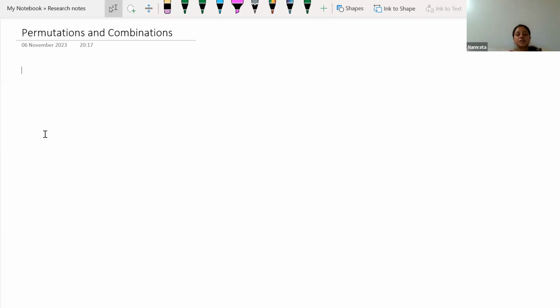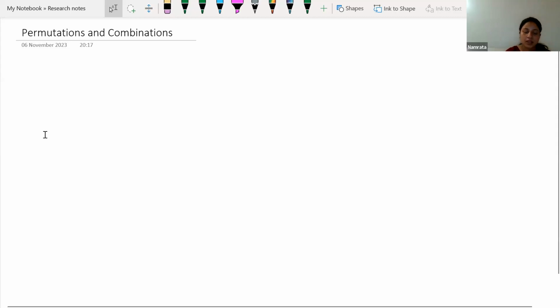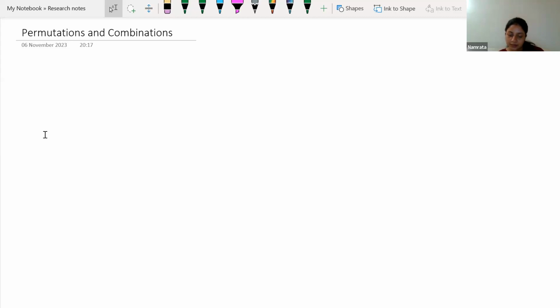Okay, so at first we'll be discussing what the fundamental principle of counting is and how we can use it to find permutations. What exactly is permutations? So let's say we are having the word here. First, let's understand the meaning of the words permutations and combinations. So combination is the same combination which we use in our real life.